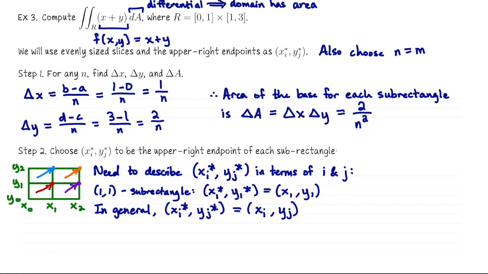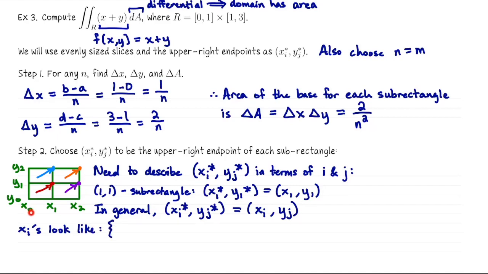Okay, so now we have a convenient way of identifying the representative point for each subrectangle. We're going to have to plug that point into f. So let's see if we can find any more information about xi, yj. So what do the points xi look like?